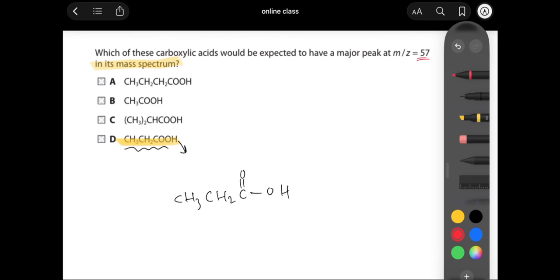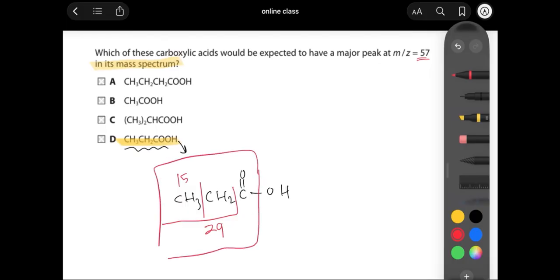If you start taking the fragment in here, it's 15. And if you take it from here, it's 29. And if you take the whole thing like this, if you want to calculate it, you have a carbon, which is 12, plus 3 hydrogens, plus carbon, 12, plus 2 hydrogens, plus 12, plus 16. If you count all of these fragments together, you will end up with a fragment of 57.